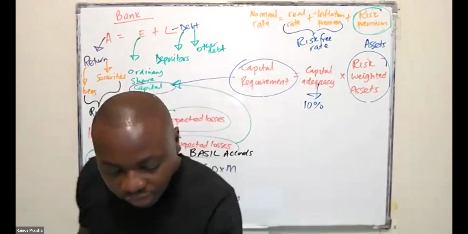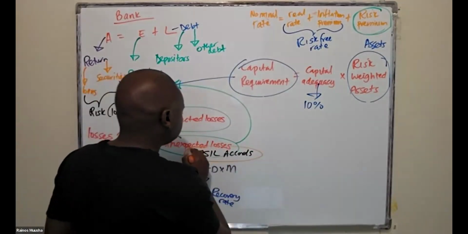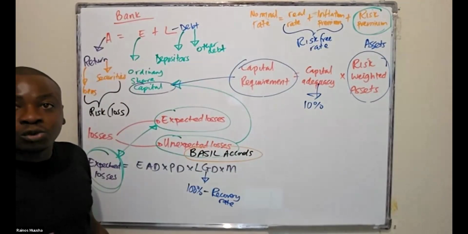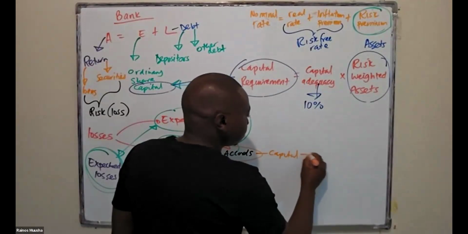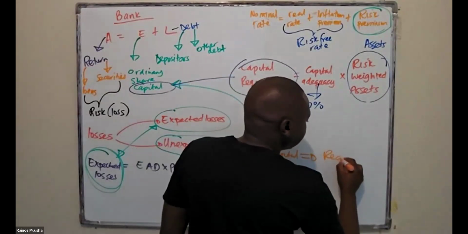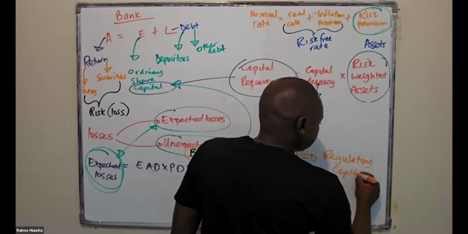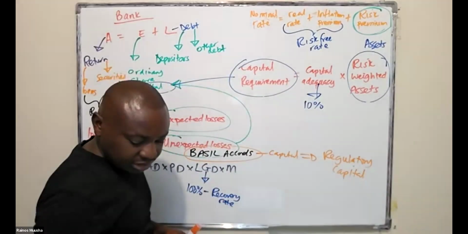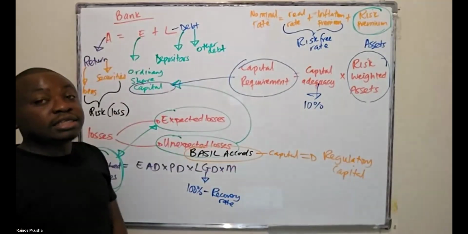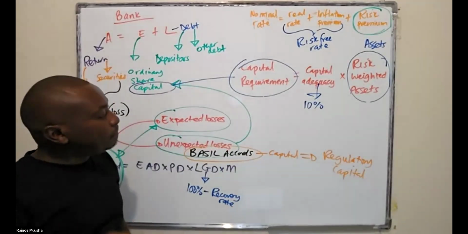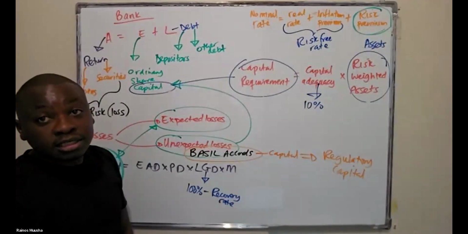Now, when you look at the capital based on the Basel Accords, this is your regulatory capital. So the capital requirement based on the Basel Accords is what we refer to as the regulatory capital.